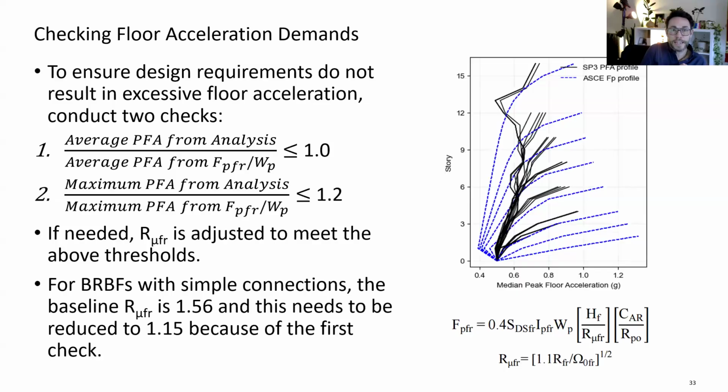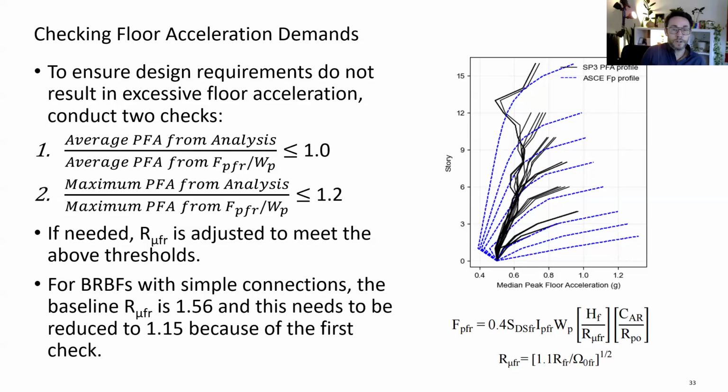So the final check is now to ensure that design recommendations don't result in excessive floor accelerations. And to do this, we're going to carry out two checks. One is looking at the average accelerations across the height. The other one is looking at the peak. So for the first one, we average peak floor accelerations across the building height based on our analysis results. And we normalize that by the average floor accelerations across the building height that would be predicted by FPFR, which is the equation that we use to determine the forces, right, for the design of non-structural components.